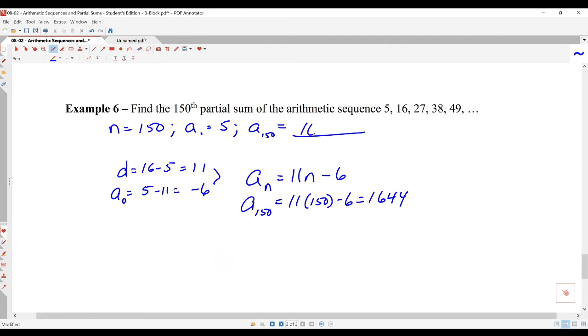And so now I've got everything I need to find the sum. So the sum is 150 over 2 times 5 plus 1,644. And that comes out to be 123,675.